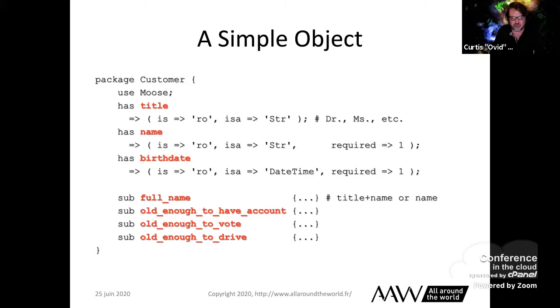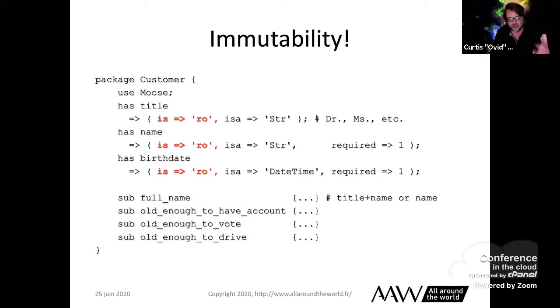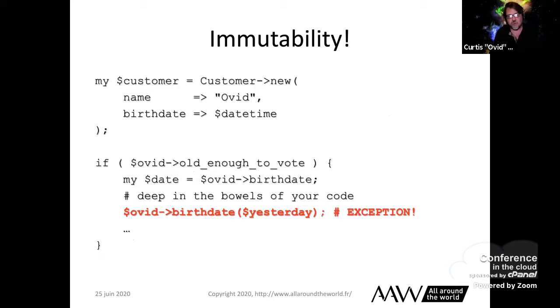This looks familiar to everyone. We've declared the title, name, and the birth date as read-only because we don't want mutable objects. Now, what does this mean? So I have a guard for the section of code. If Ovid is old enough to vote, and then I try and set Ovid's birthday to yesterday, that throws an exception because it's immutable. This means you cannot set the birthday into an invalid state for the section of code that you put this old enough to vote guard on.